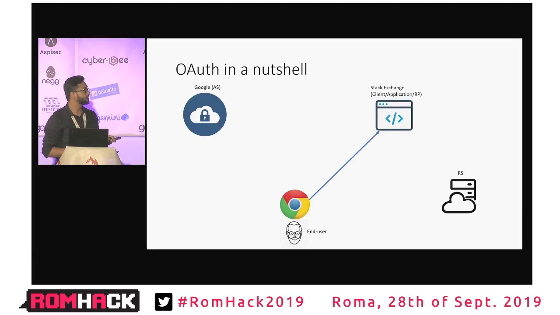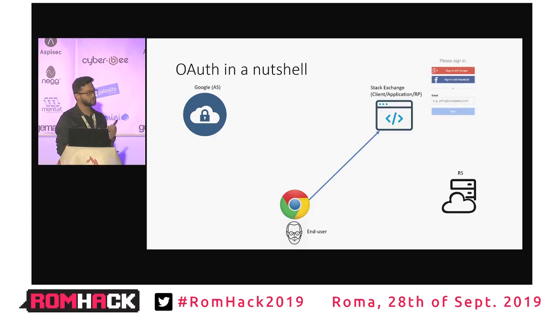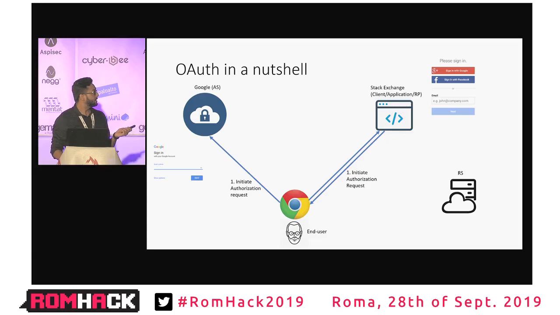So let's say the end user is visiting this client, Stack Exchange, and Stack Exchange wants to access some of the end user's information hosted on Google. So it'll show you that these are the two auth servers that the client has registered with. So it'll show you these two options. And once the user chooses Google, an authorization request is generated, and the user is redirected to Google's auth server, where he's supposed to log in.